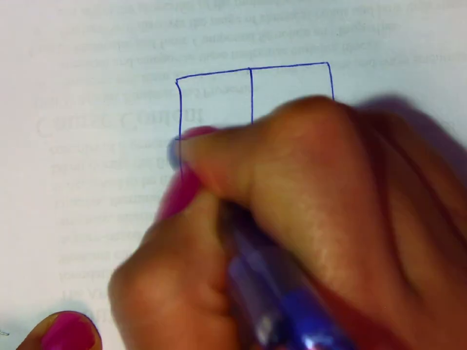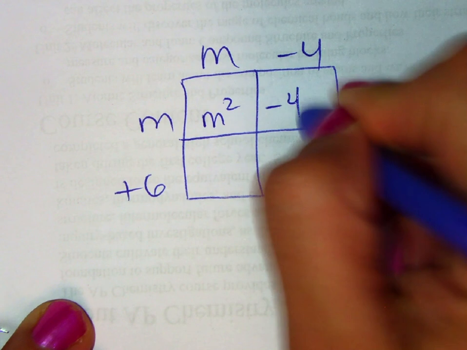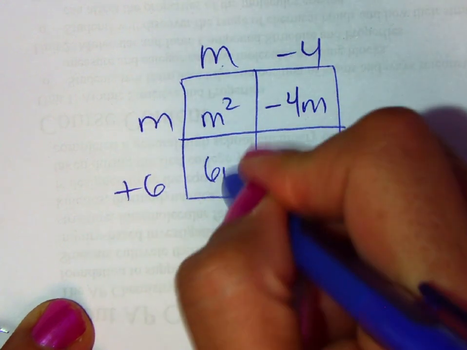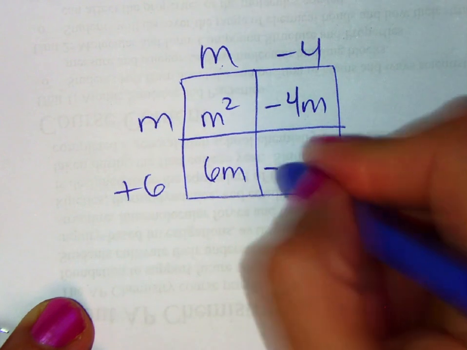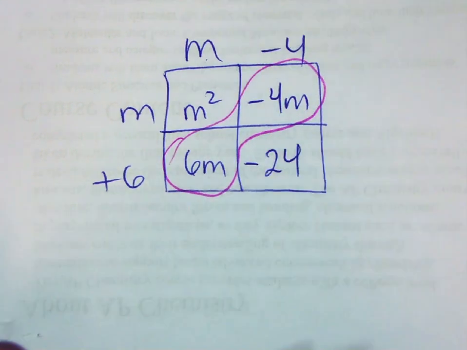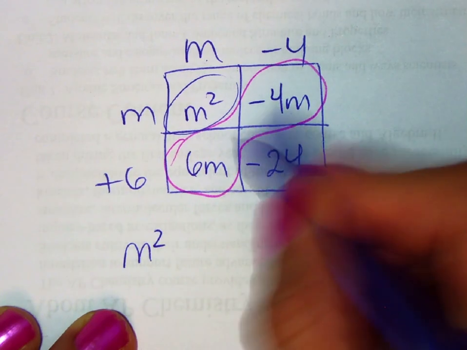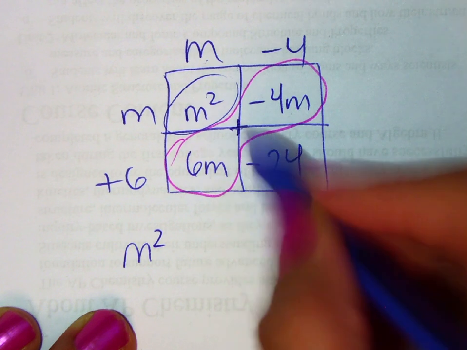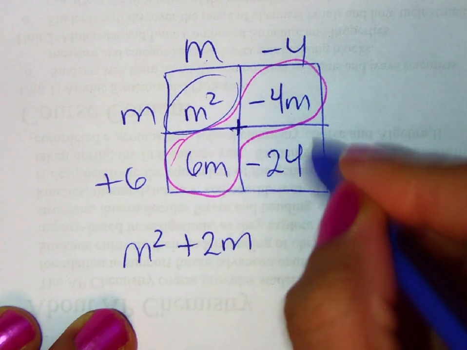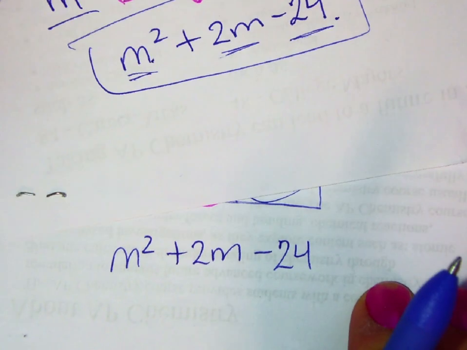Let me show you this with the box method. M minus 4, m plus 6. M times m is m squared, m times negative 4 is negative 4m, m times 6 is 6m, and negative 4 times 6 is negative 24. These are the like terms that you end up combining. So your answer consists of the m squared on its own, these two combined, so negative 4 plus 6 is positive 2m, and then this last one as your last term. And again, if I compare them, they're the same answer.